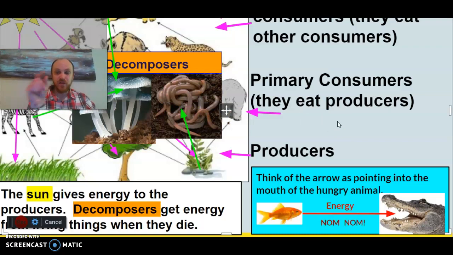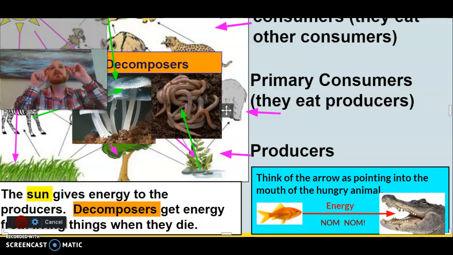Don't skip that. Again, I'm trying to help you remember the energy, the arrow. Its energy goes from the fish to the crocodile. The energy is pointing to the mouth. Think about it like cheeseburger to Mr. Murphy's mouth. The fish goes into the mouth of the crocodile.